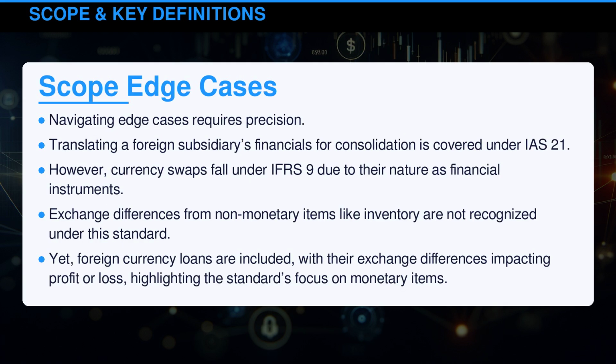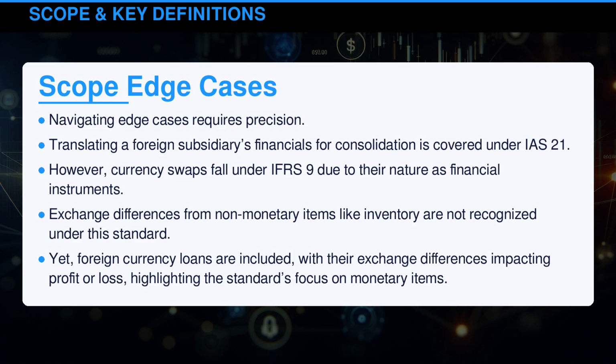Translating a foreign subsidiary's financials for consolidation is covered under IAS 21. However, currency swaps fall under International Financial Reporting Standards 9 due to their nature as financial instruments. Exchange differences from non-monetary items like inventory are not recognized under this standard. Yet foreign currency loans are included, with their exchange differences impacting profit or loss, highlighting the standard's focus on monetary items.